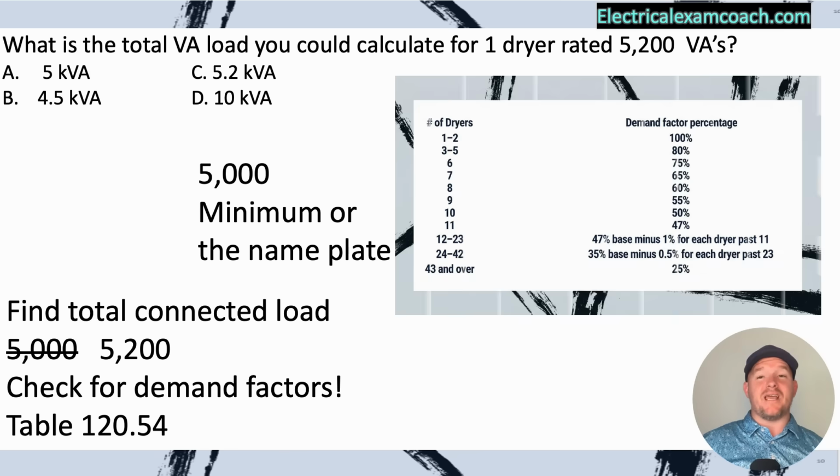For that, we're going to head to our table. And in this case, we fall again in the 1 to 2 range. We slide over, it's 100%. And we are going to select C.